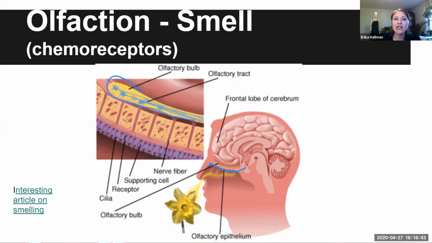If you've already done your sheep dissection, we would have talked about the olfactory bulb in sheep and how it's much larger than in humans. In our olfactory bulb are all of the neurons that continue that signal, or that action potential, up into our brain. We can see these nerve fibers that stretch across that space, and here are these little receptors, or supporting cells, that gather that scent.